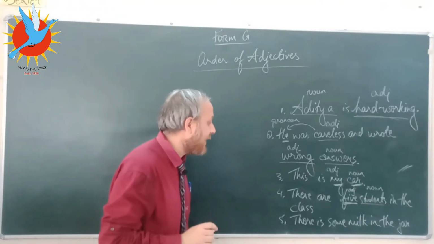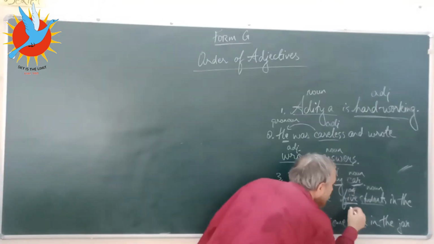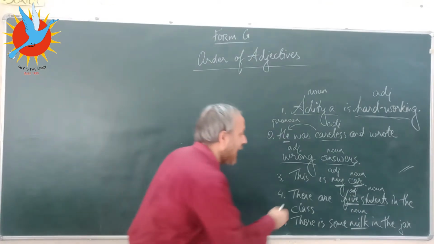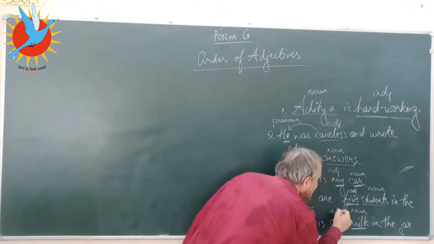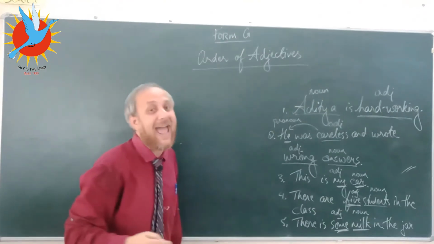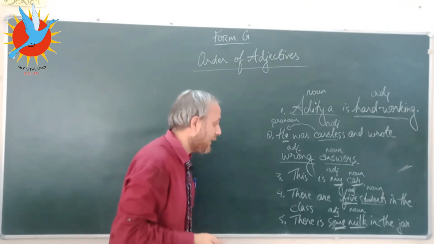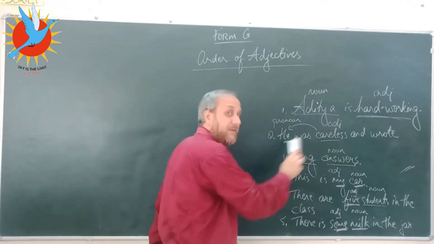And look at the fifth sentence. There is some milk in the jar. So milk is a noun. It's an uncountable noun. You cannot count milk. And there is some milk in the jar. Some becomes an adjective. What kind of adjective is it, kids? It's an adjective of quantity. Remember that, okay? Fine. So today what we will do, kids, is I'll remove this from the board.